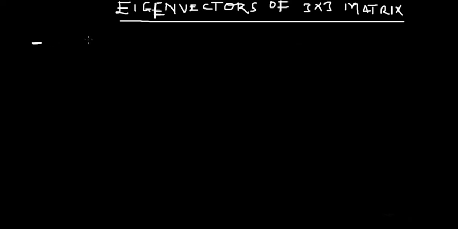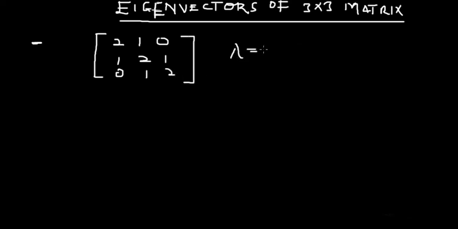So let's proceed. Let's say you begin with a 3x3 matrix: 2 1 0, then 1 2 1, and then 0 1 2. And then you've been given an eigenvalue of, let's say, 2. So we have to find the eigenvector.